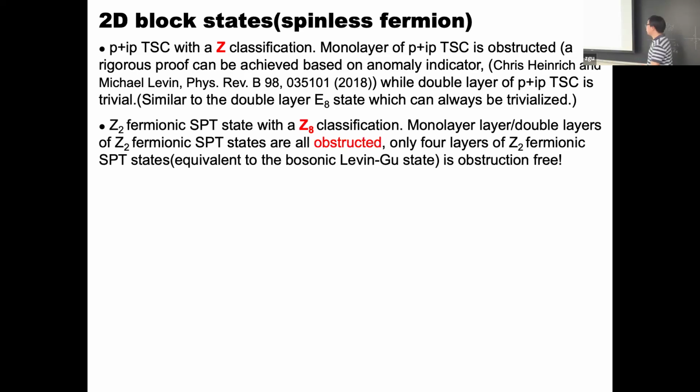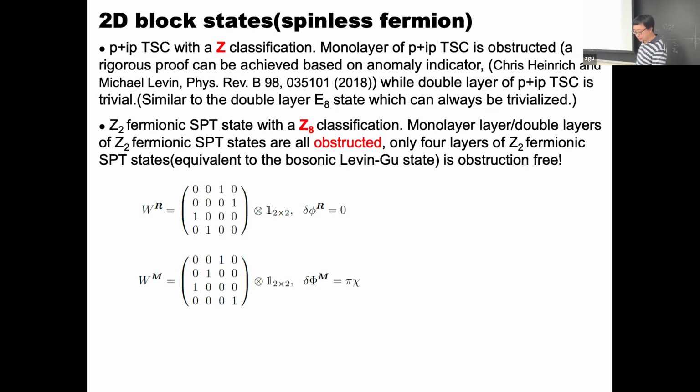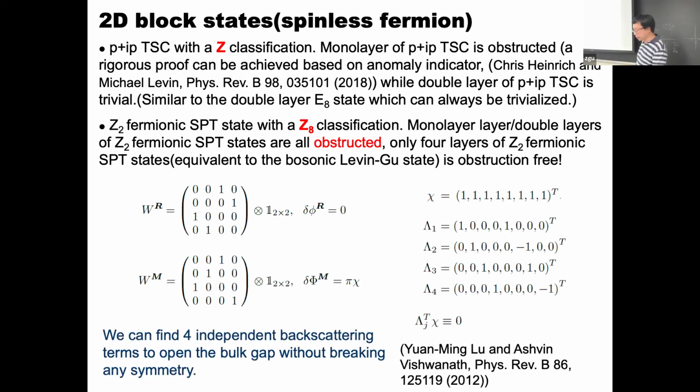Then another thing we know is that on the 2D plane, if we have a Z2 times Z2F symmetry, that's the fermionic Zheng-Cheng Gu state, which has a Z8 classification. But for this Z8 classification, if we just put a monolayer, the root phase is again obstructed by using this Luttinger liquid K matrix calculation. Even a double layer is obstructed, and only this so-called bosonic Zheng-Cheng Gu state, which you have in the 4 layer, is obstruction free. So that's the only thing you can decorate. And here is the W matrix.